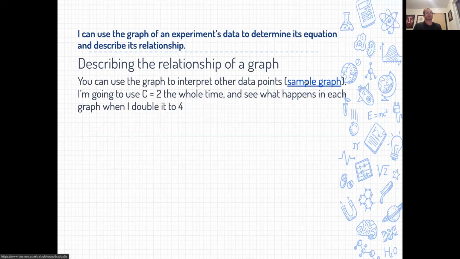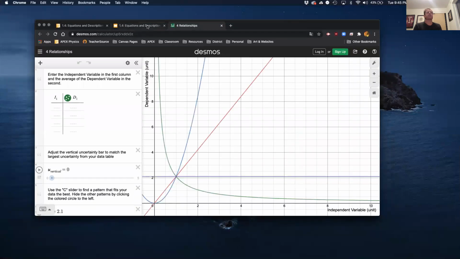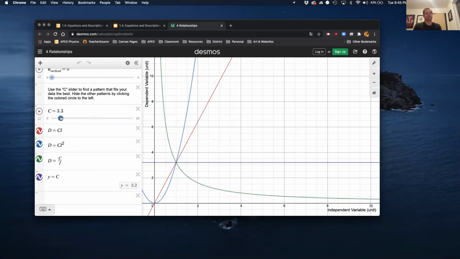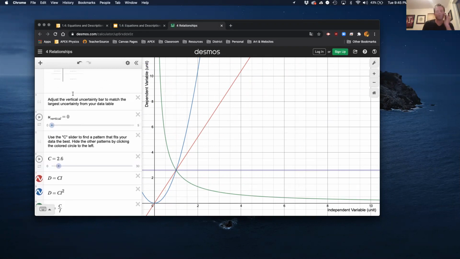And I'm actually going to open up this graph real quick to kind of illustrate it, to describe these relationships. So here are these that I was talking about, and moving the C changes the shape of them. But look at, red is going to be my linear, quadratic, inverse, horizontal, okay? But I want to show you some cool things about this graph.